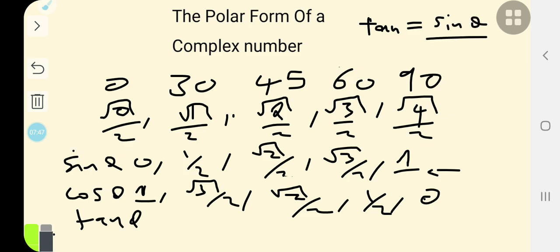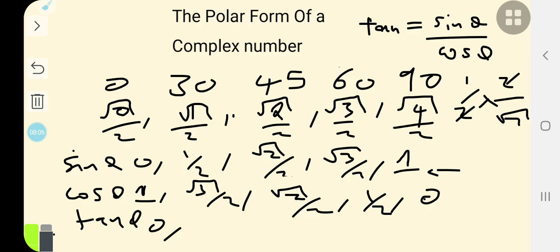Sine theta over what? Cos theta. So if I start to divide this, here I have 0 divided by 1, I'll have a 0. If I divide half divided by half, and if I divide it by the root of 3 over 2, I'm going to have something like this. So we are just going to have 1 over the root of 3 there.